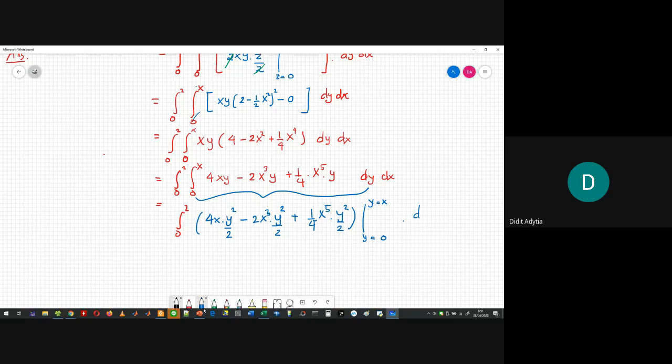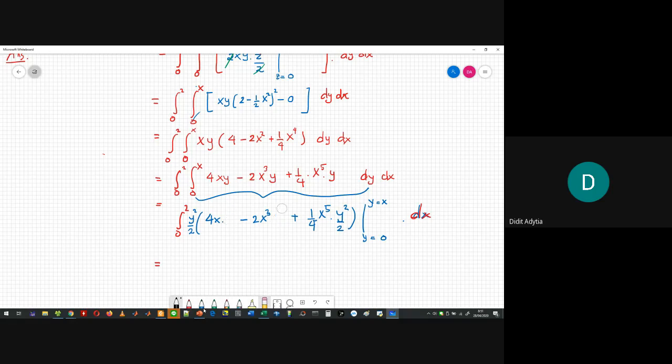Okay, the rest is still the x, only the x. Okay, nah ini kita substitusikan x, atau ini saya tulis lebih sederhana. Okay, lebih sederhananya apa? Y kuadrat per 2-nya saya taruh di sini ya. Ini saya hapus.